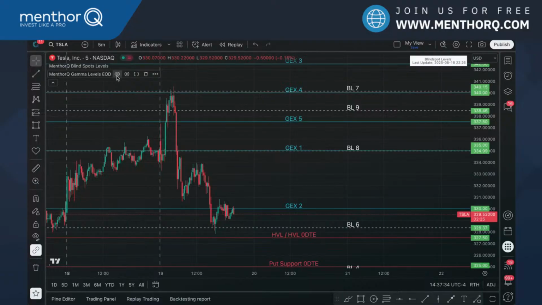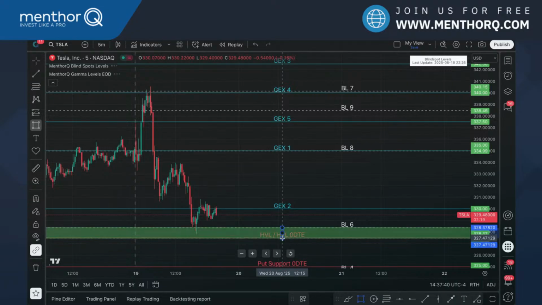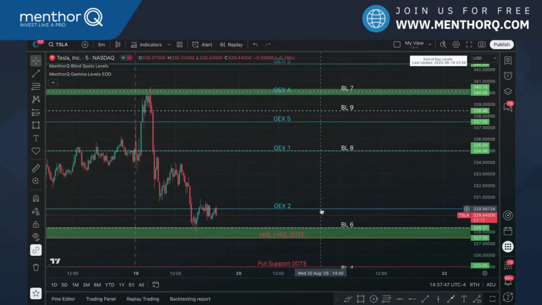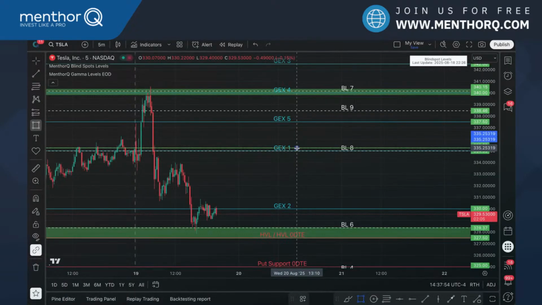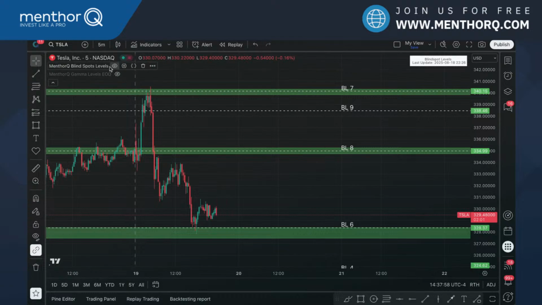If we then add our gamma levels, you can actually see and you can start building areas where you might want to target, or areas where you might want to get in a trade and potentially find some really interesting opportunities there. So you have this area here, you have a strong break all the way here, GX1 and BL8. So again, we can hide the levels. You have your blind spots, you have your trade ideas. Again, this can be very, very important for you guys.